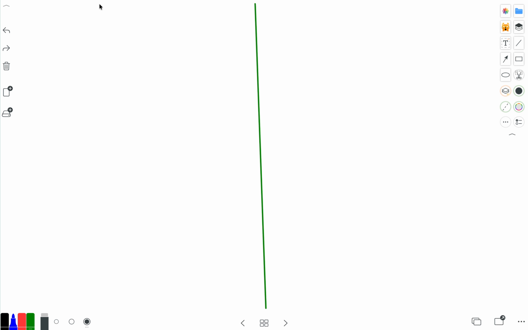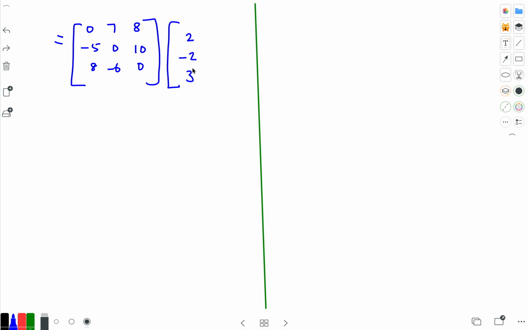Then (A plus B) into C is 0, 7, 8, minus 5, 0, 10, 8, minus 6, 0, into C, which is 2, minus 2, 3. 3 by 3, 3 by 1. The resultant matrix is 3 rows, 1 column. Okay, then how to multiply two matrices?